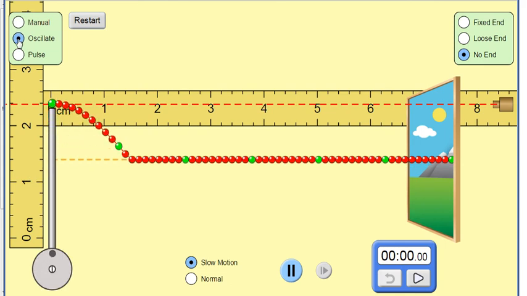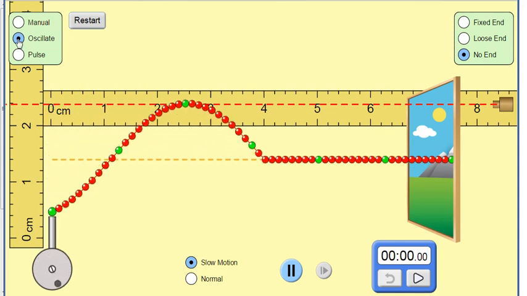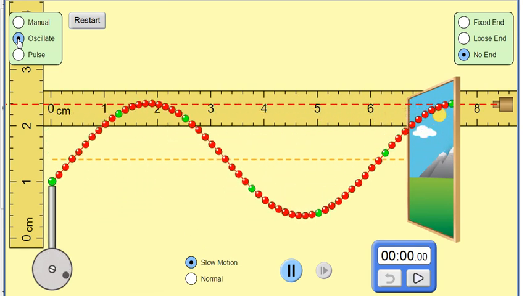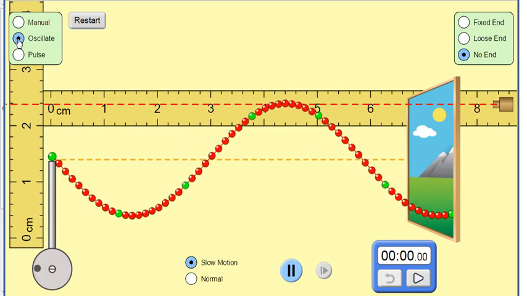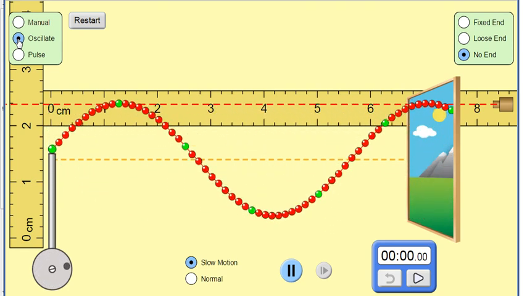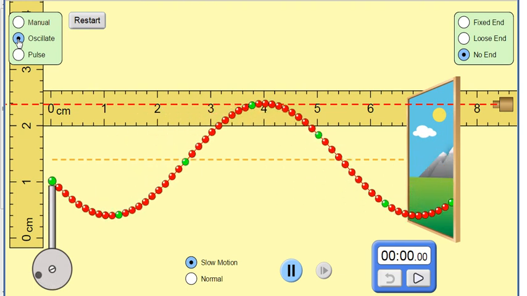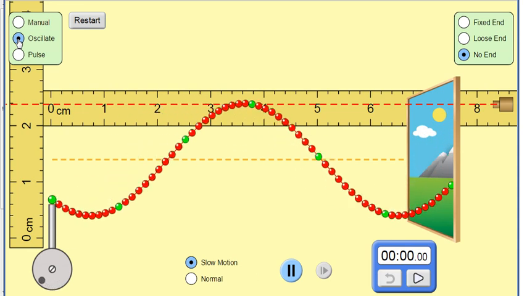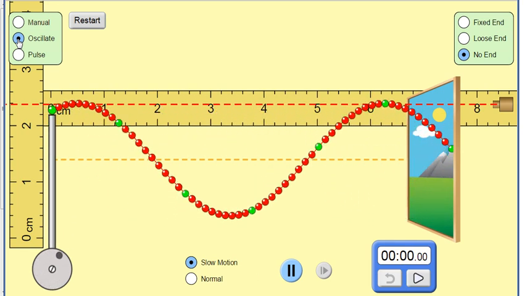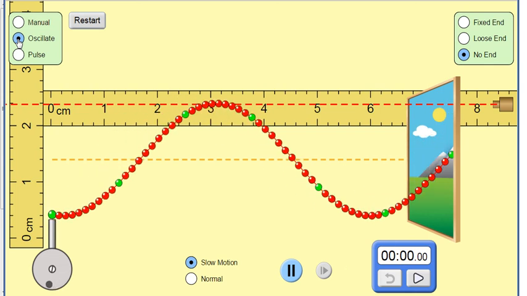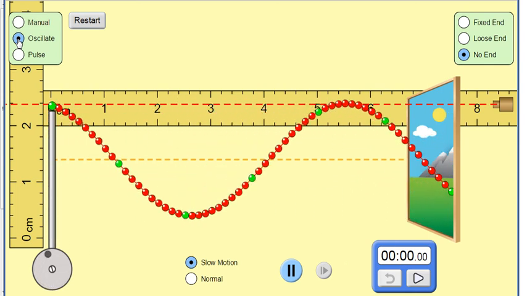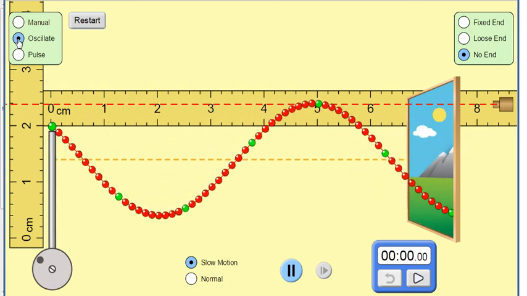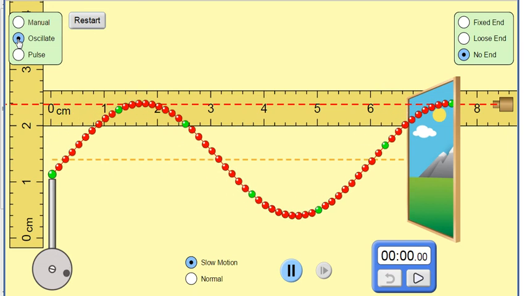So here we go, we've got a little machine jiggling this bit of rope up and down, and we're watching a wave go along it. It's worth reminding yourself that waves transfer energy and information without transferring matter. If you look at any individual green blob on this rope, you'll notice that it doesn't move from left to right. The wave appears to be moving across the screen from left to right, clearly, but any individual part of the rope oscillates up and down, up and down. It doesn't actually move from left to right.